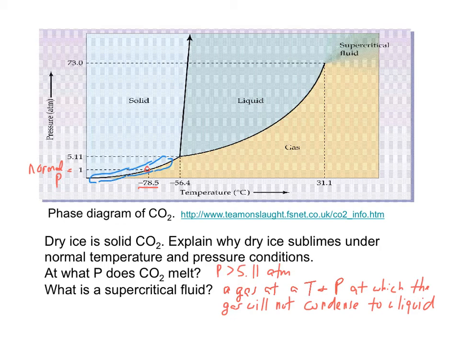So dry ice is cold. This line is a solid liquid equilibrium line. So at pressures above 5.11 atmospheres, CO2 melts. Above 31 degrees and 73 atmospheres, CO2 is a supercritical fluid. It's the most commonly used supercritical fluid. One use is as decaffeinated coffee, another is as dry cleaning solvent.